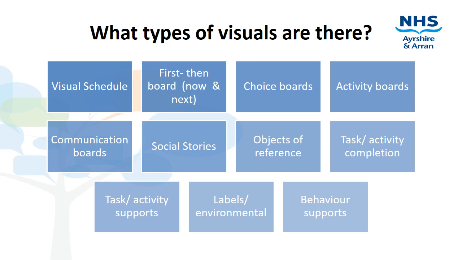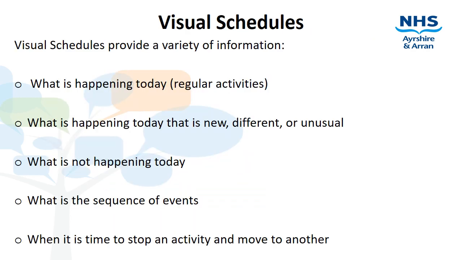So we can have a visual schedule, a first then board, or now and next, choice boards, activity boards, communication boards, social stories, objects of reference, task or activity completion, task activity supports, labels, or environmental visuals, and behaviour supports.